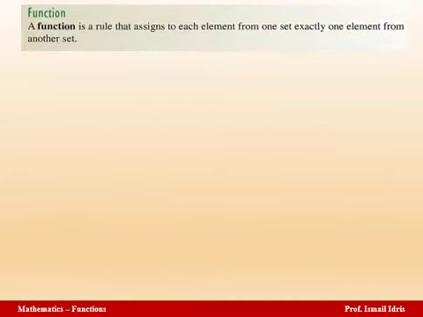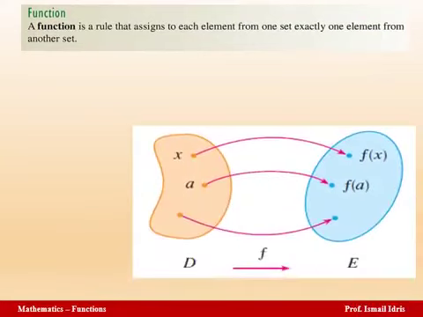A function is a rule that assigns to each element from one set exactly one element from another set. This is the first set, which is called here D. And this is the second set. So for each element like A in the first set, we assign exactly one element, which is denoted as f of A in the second set.